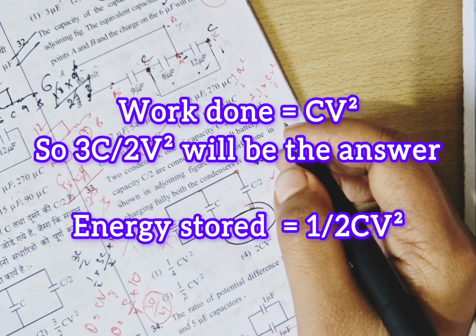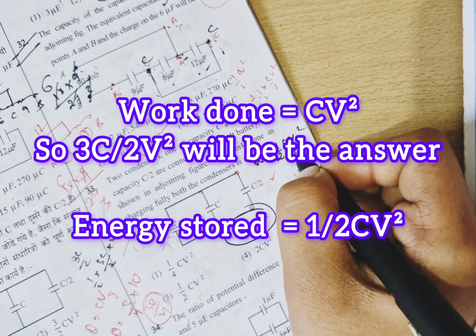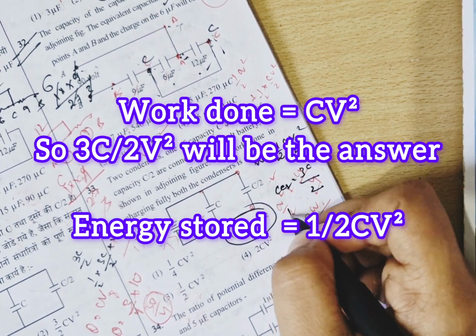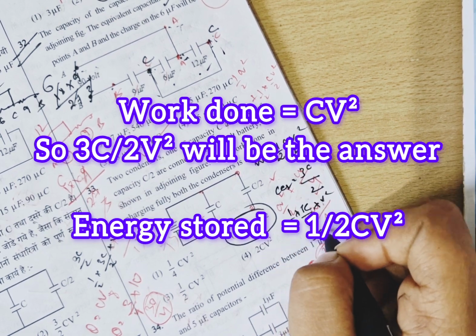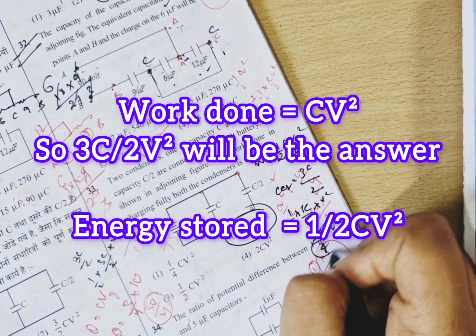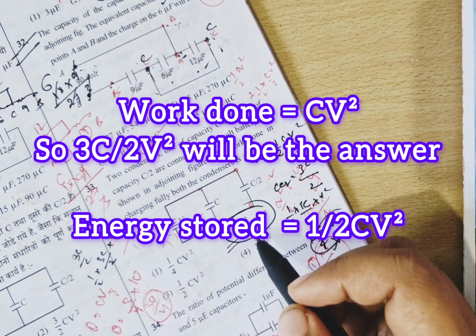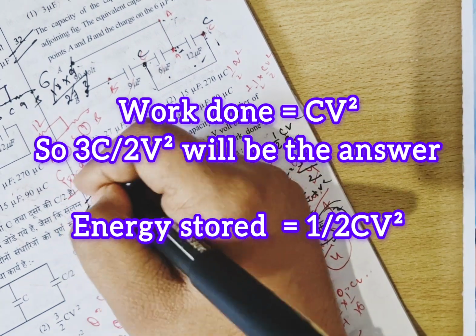So energy stored will be half CV square, where C is C equivalent, and C equivalent here will be 3C by 2. So it will be half into 3C upon 2 into V square. So this will be 3C by 4 V square. Again, I'm not sure with this answer because I doubt it. So let's see what happens. Till then, let's keep it on hold.